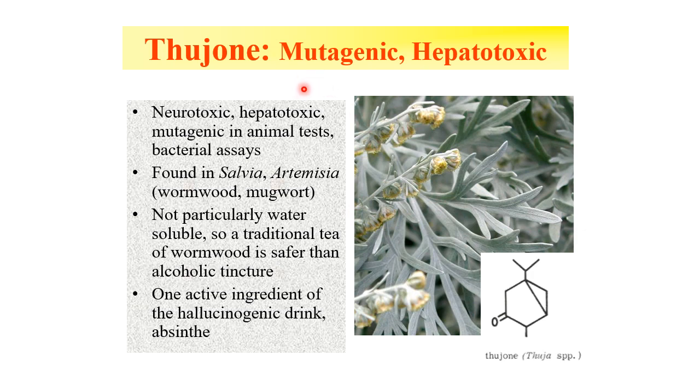So again, thujone is mutagenic, hepatotoxic. It is used in absinthe. I mean, it is one of the ingredients of absinthe, the hallucinogenic drink that is still available in Europe, but the German government, probably other governments too, require a very low level of thujone in absinthe products. But again, if you make a tea out of wormwood, the traditional use, then you won't get any of the thujone. It's just not that water soluble.